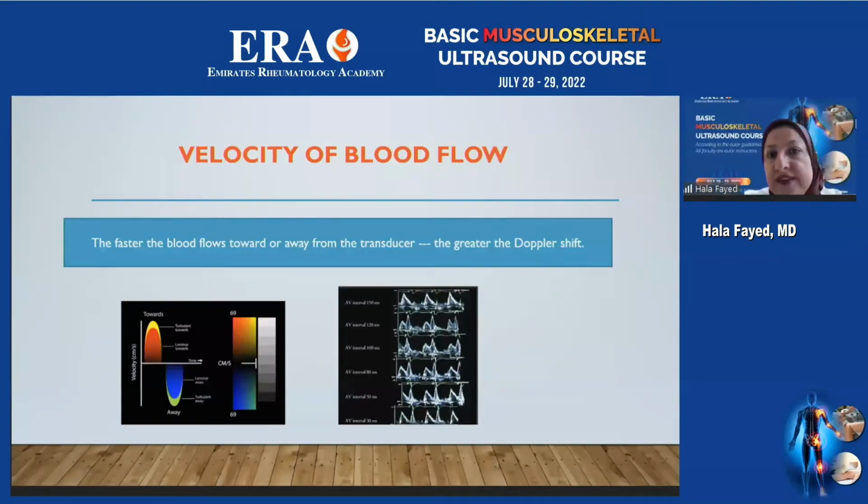Another thing is the velocity of blood flow. The faster the blood flow towards or away from the transducer, the greater the Doppler shift. And this is a form of spectral Doppler with various velocities, as we see here in the image.